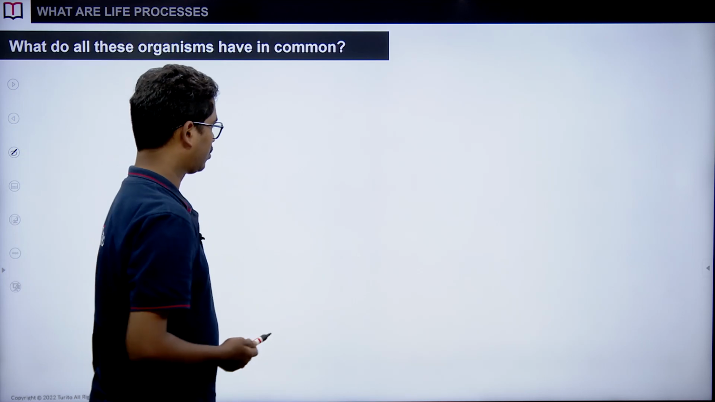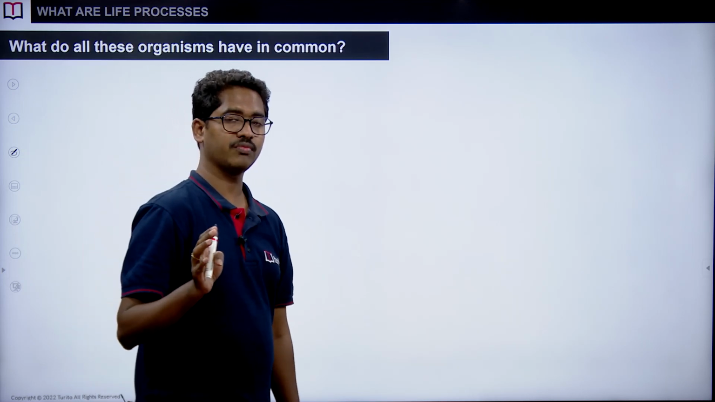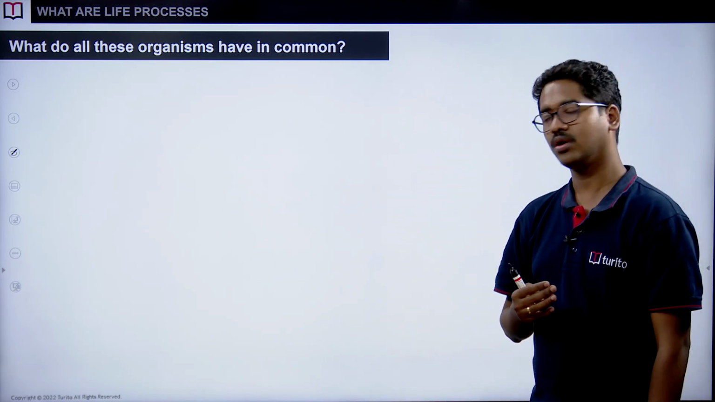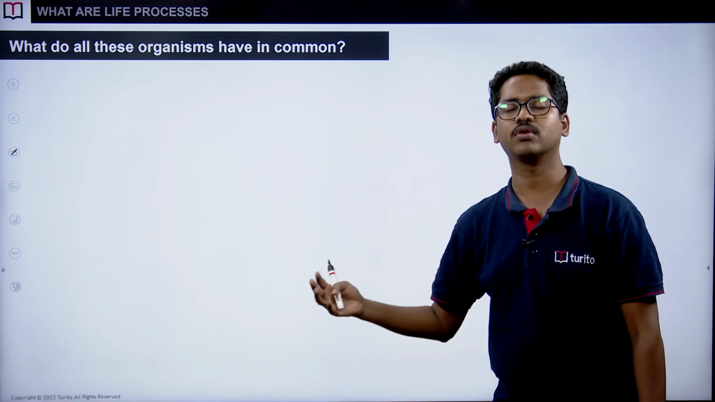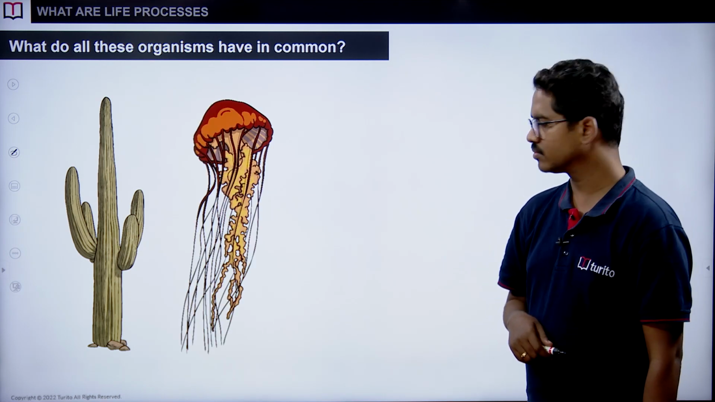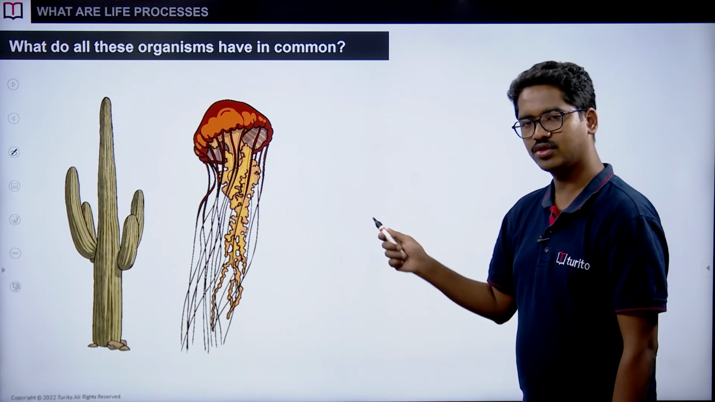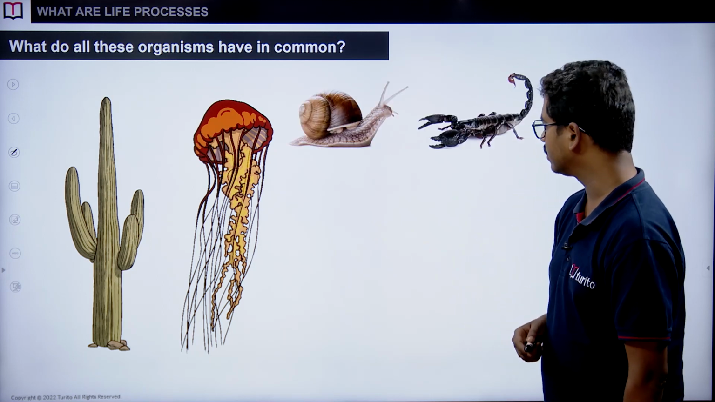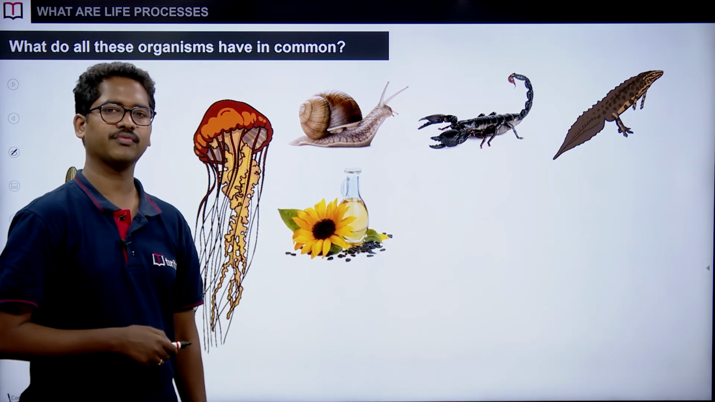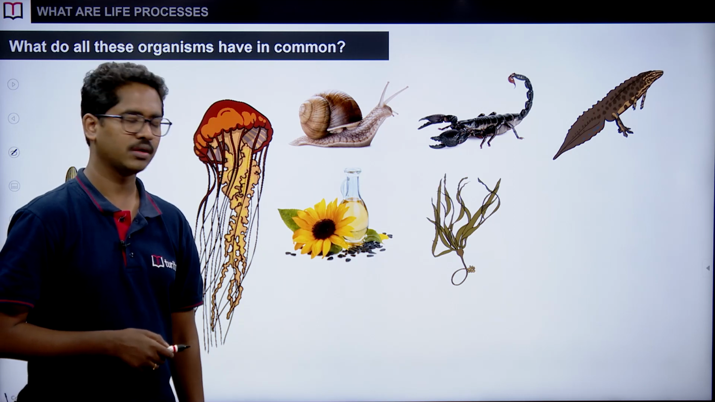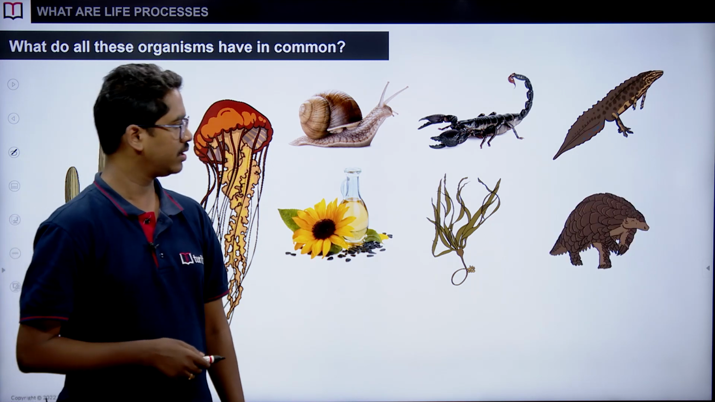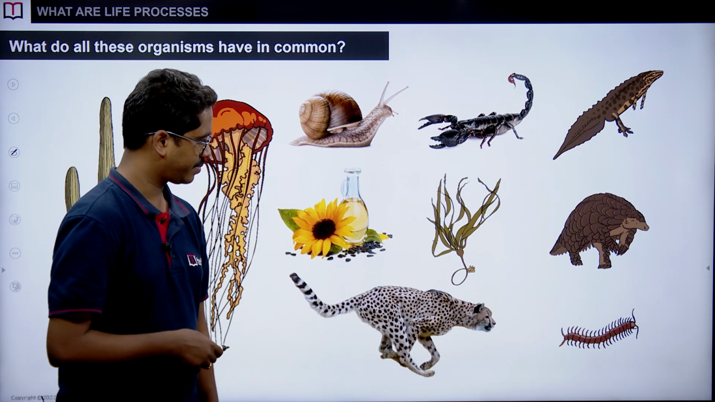It's a big slide you're seeing here, it's blank. I want to show you some organisms on the screen, and you are supposed to drop your responses in the chat box: what do you see common in these given organisms? You see a cactus, a sea jelly, a snail, a scorpion, a crocodile, a sunflower, a seagrass, and then a pangolin, a cheetah, and a centipede.